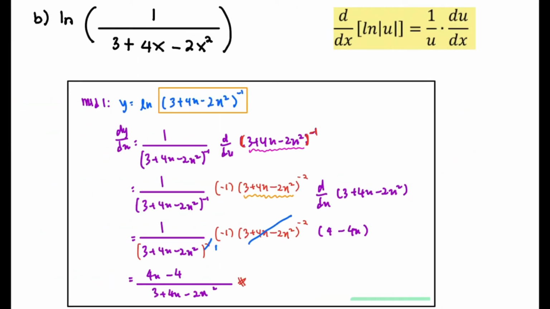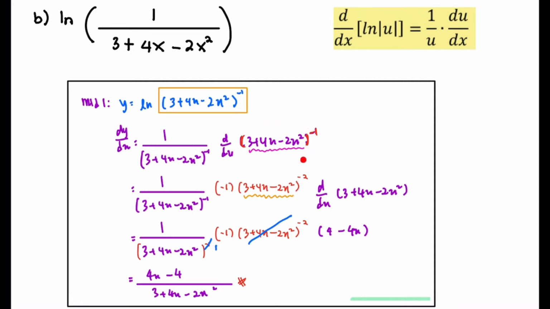That is part A. So now let's proceed with part B. This is the question: ln of 1 over (3 plus 4x minus 2x squared). So you have two methods to solve this question. Let me show you the first method. So this is just everything to the power of negative 1. So now you have ln of something. So let's differentiate this. This is just 1 over that something, further differentiate it.